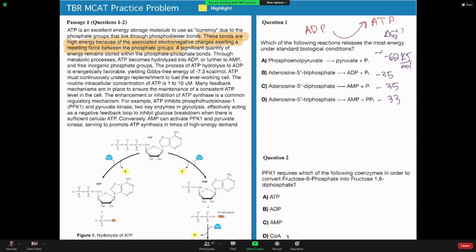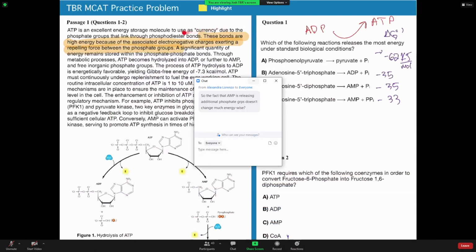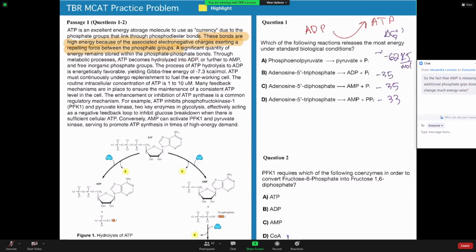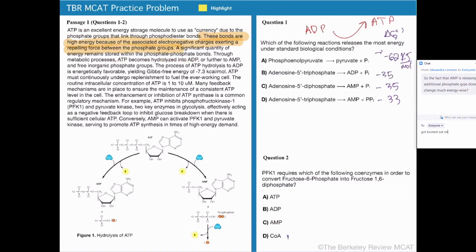That's because, like it kind of alludes to in the passage, these bonds are high energy because of the associated electronegative charges exerting a repelling force between the phosphate groups. So you can imagine on your ATP, when you have these two phosphate groups next to each other, it's very unstable and would love to get rid of that. So if you're going from ATP to ADP, it's getting rid of a phosphate group, so it's going to split off a phosphate.